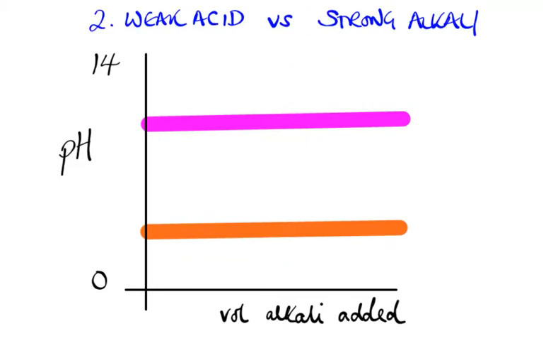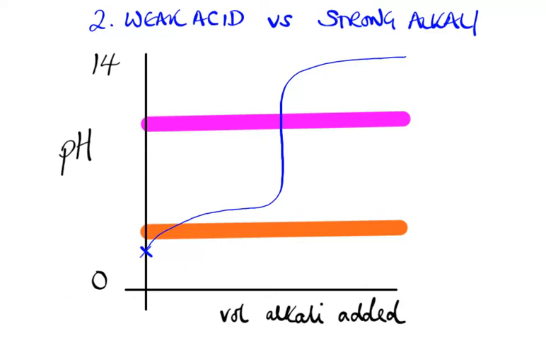For the second example, let's look at what a weak acid with a strong alkali would look like. So our starting point would probably be in the 2 to 3 region, and sort of takes a little upturn and would finish off something like this. Okay, slightly different this time.